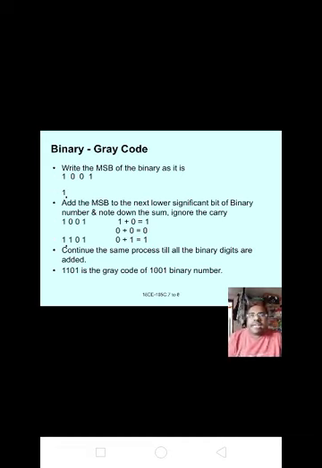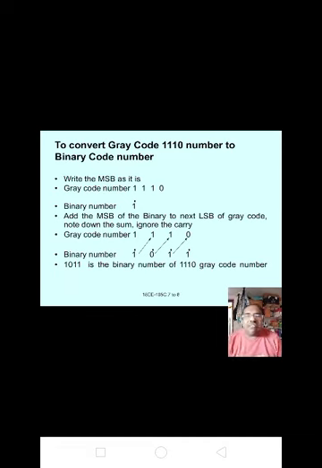1001: take the MSB as it is, that is 1, and then add side by side numbers, that is 1 plus 0 is 1, 0 plus 0 is 0, 0 plus 1 is 1. Now the gray code for 1001 is 1101.